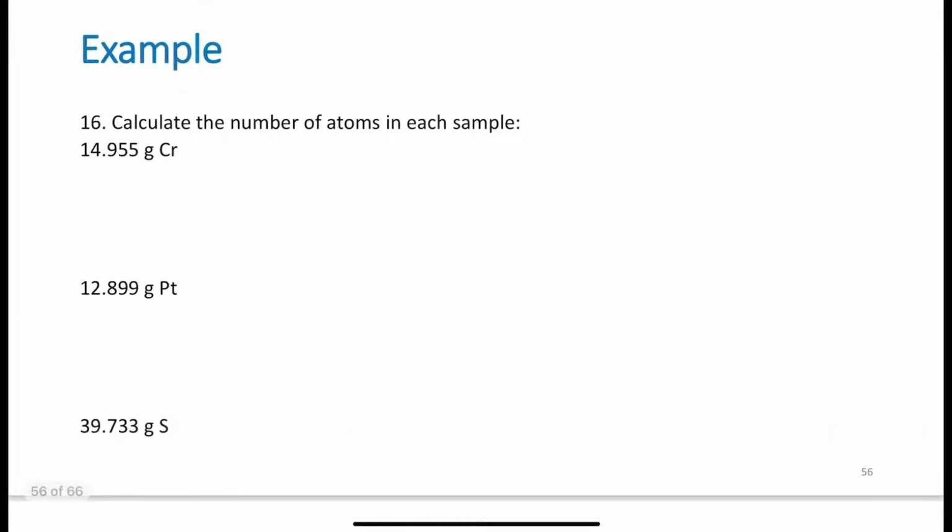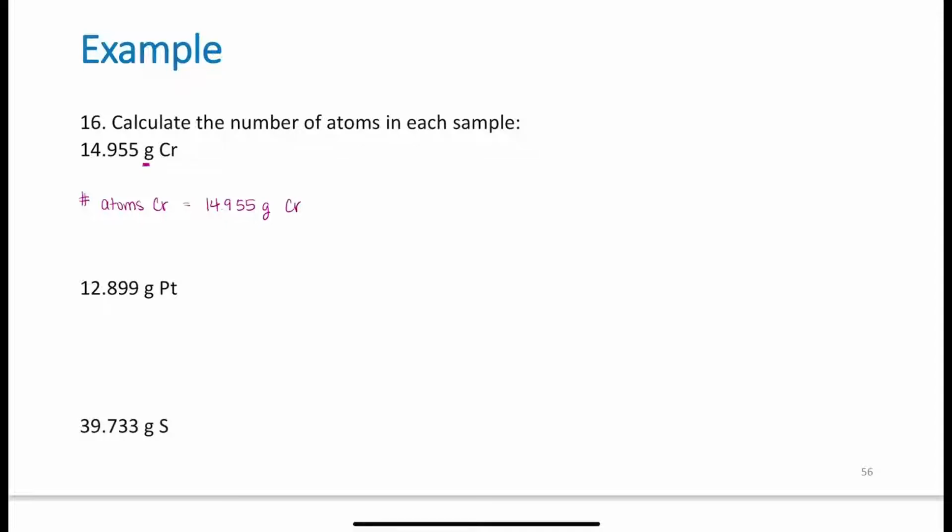Calculate the number of atoms in each sample. When I'm saying atoms, I want to know number of atoms of that actual thing, meaning I'm looking through Avogadro's number. I'm given this in grams, which means I'm going to have to convert from grams to moles, and then moles to number of atoms. So I want number of atoms of chromium. I'm starting with 14.995 grams of chromium.